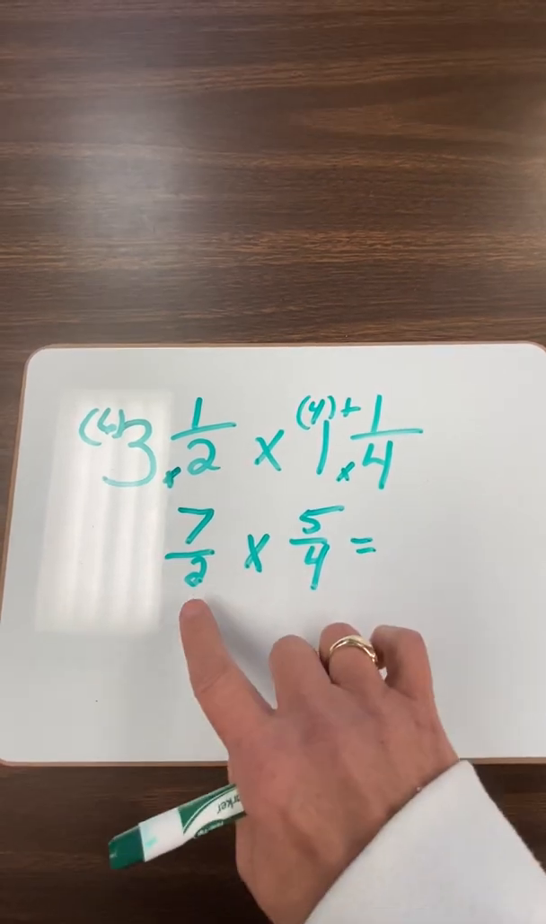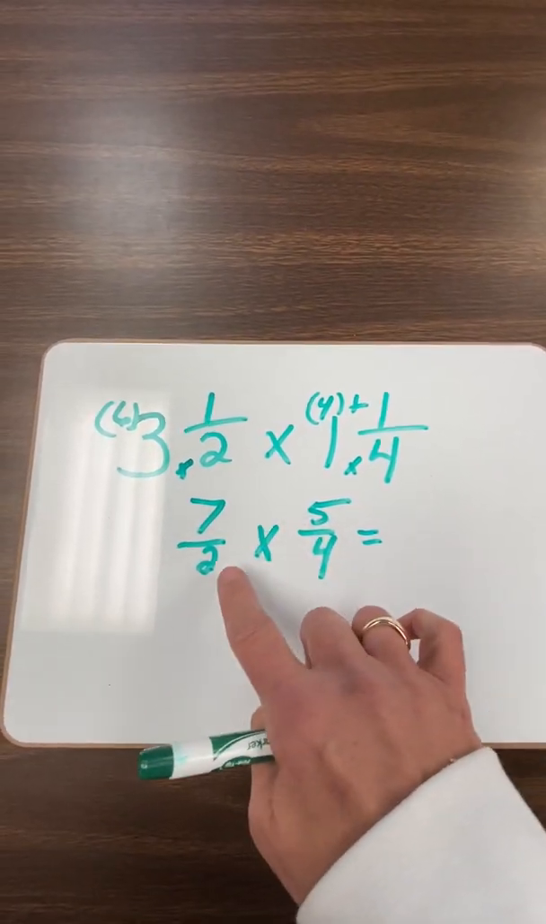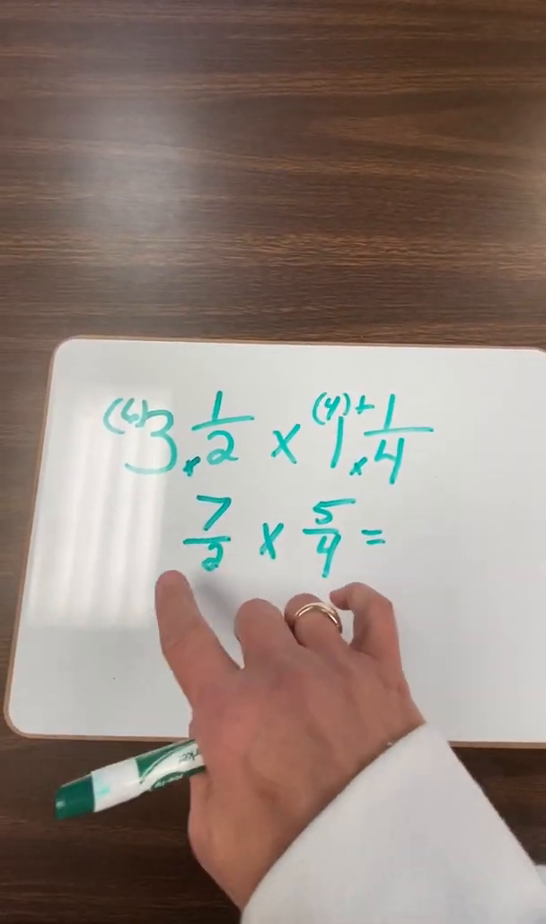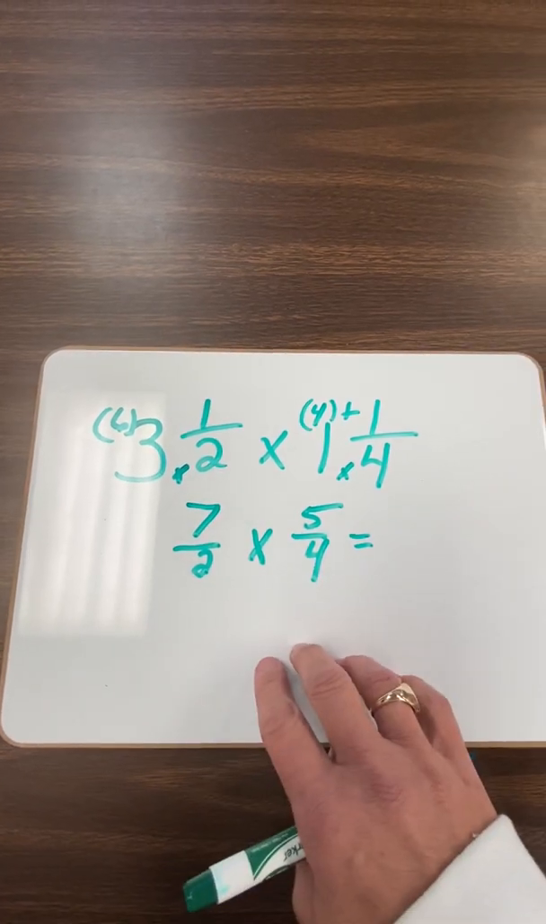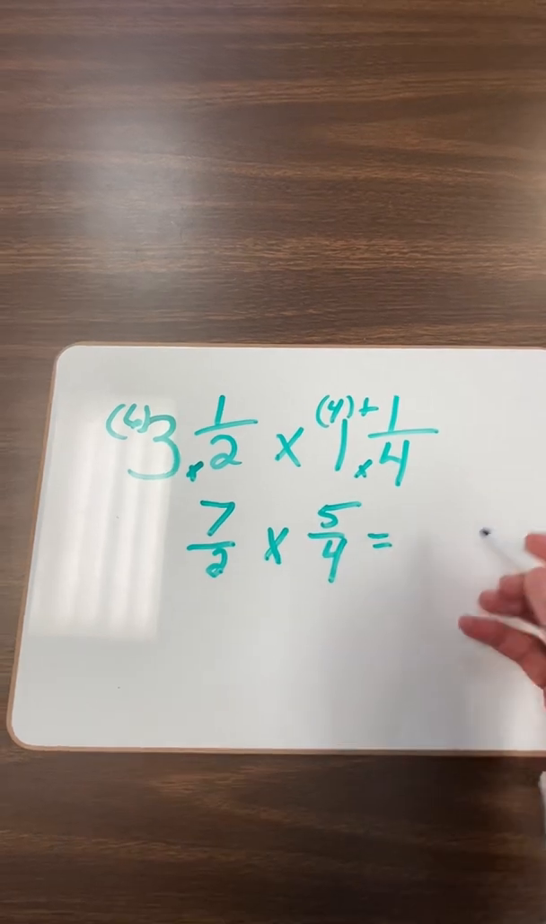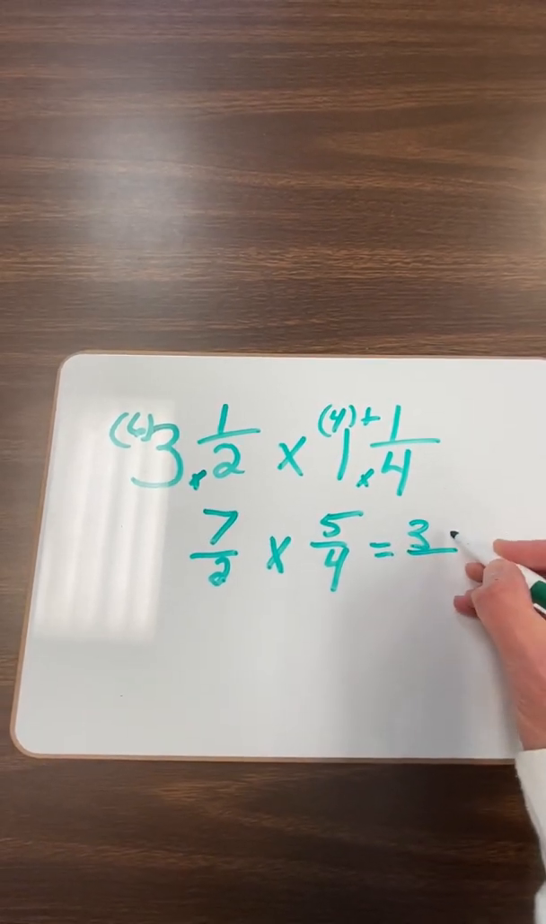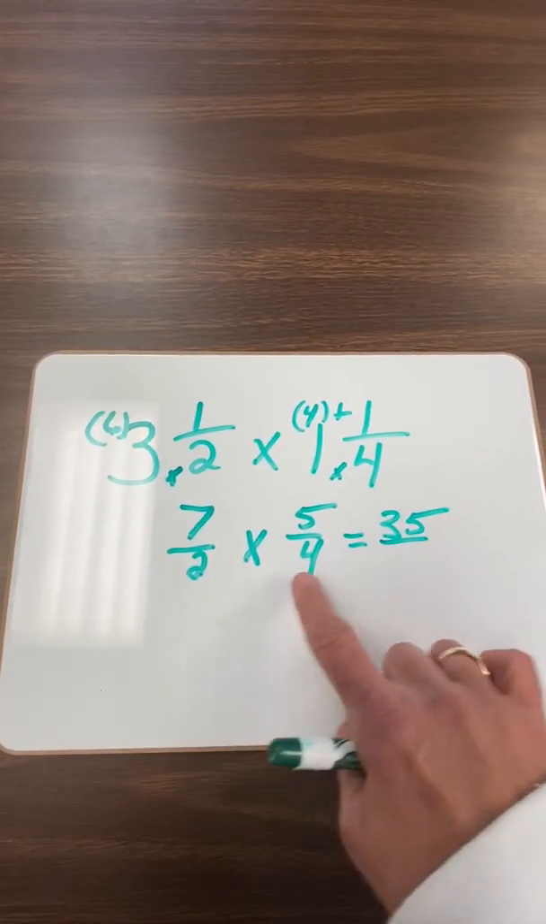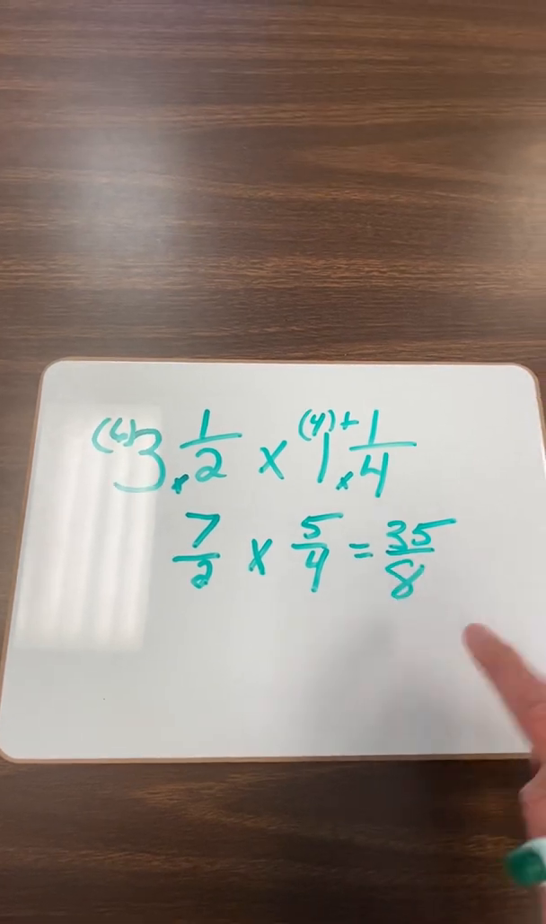7 halves multiplied by 5 fourths. So nothing, 2 can't go into 5, 2 can't go into 7, 4 can't go into 7, 4 can't go into 5 evenly. So multiply the numerator. 7 times 5 is 35. 2 times 4 is 8.